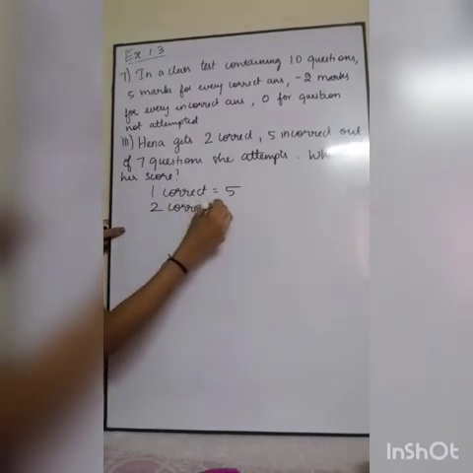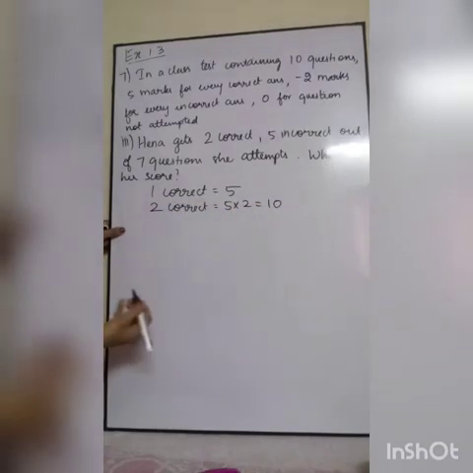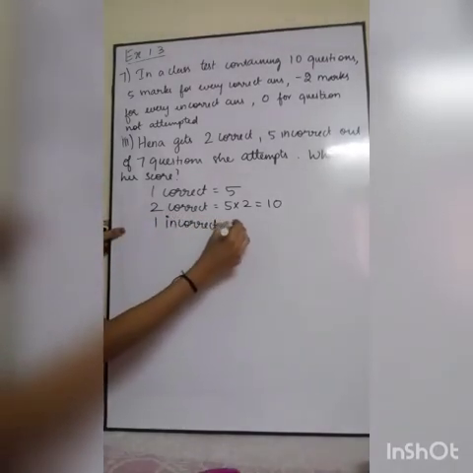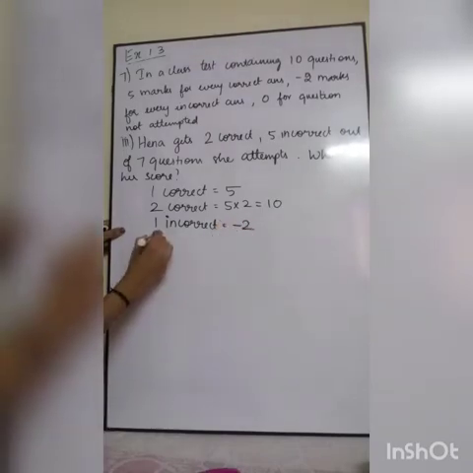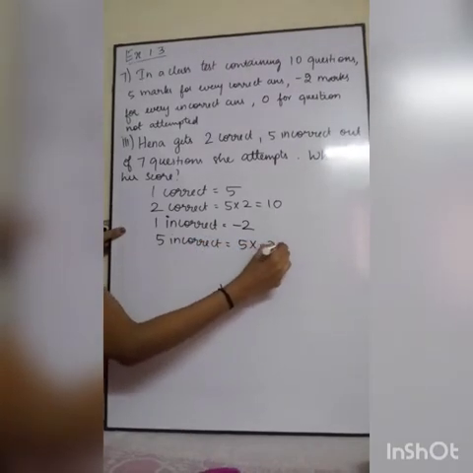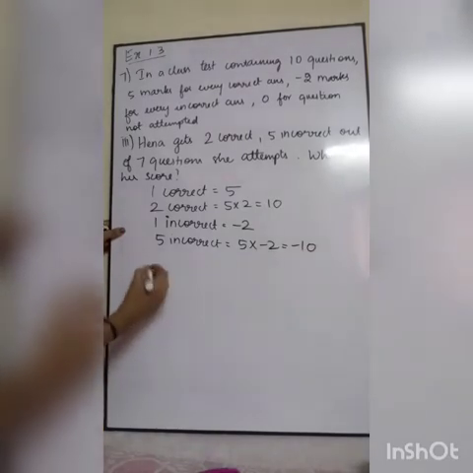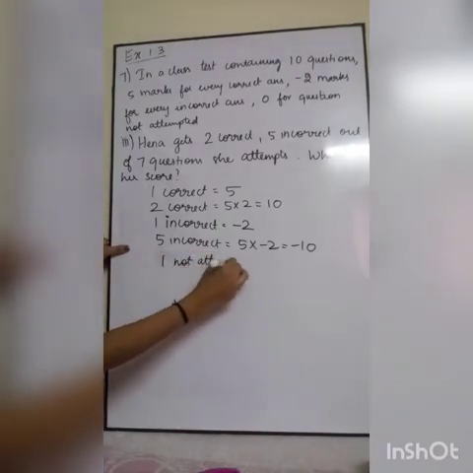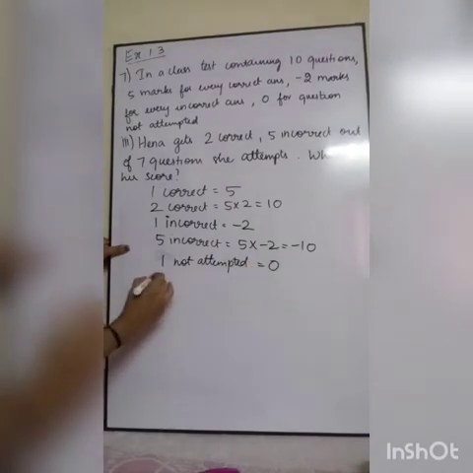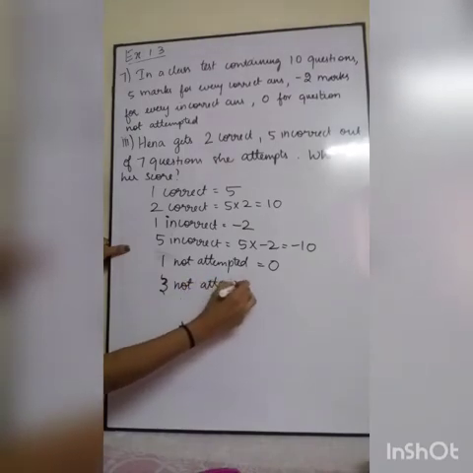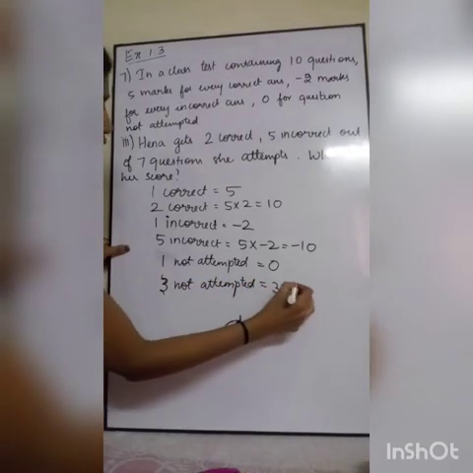Then for 2 correct answers, 5 into 2, 10 marks. Right. Next, for one incorrect answer, you will get minus 2 marks. Then for 5 incorrect answers, you will get 5 into minus 2, minus 10 marks. Then how many questions didn't she attend? 3 questions. Okay. If one question is not attempted, you will get 0 mark. So if she didn't attend 3 questions, 3 not attempted means 3 into 0, 0 mark.